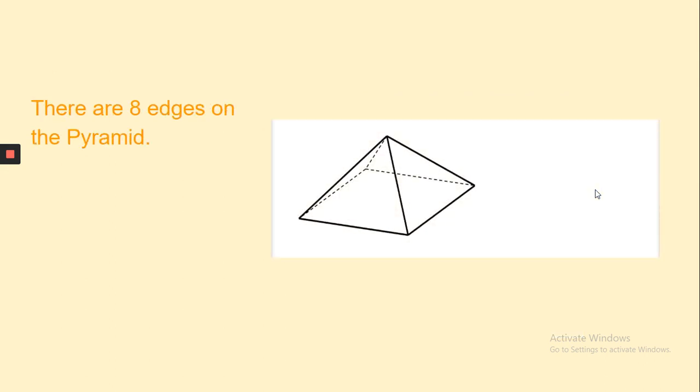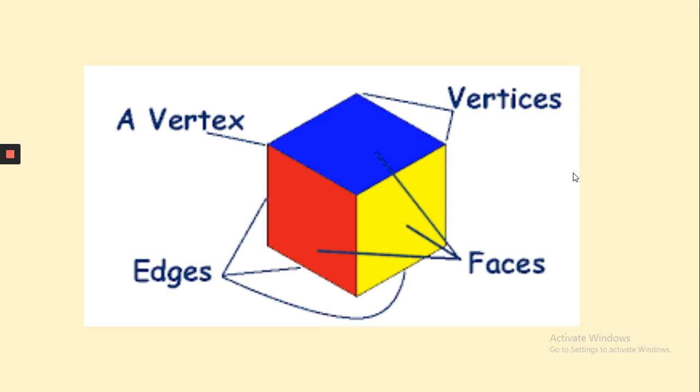So if I'm looking at my pyramid, I have labeled all of the edges. Right there, going across is our first edge. That's 1, 2. There's another one right here. Straight line. 3, 4, 5, 6, 7, and 8. The one that's in the very back going down, that's our 8th one. So it has 8 edges. There are 8 edges on a pyramid.